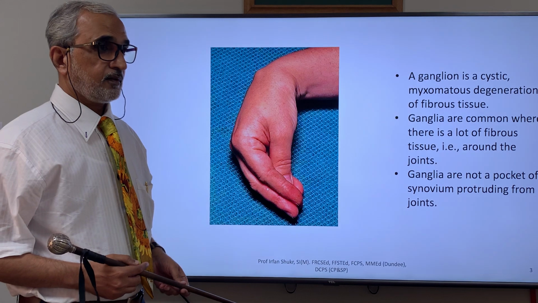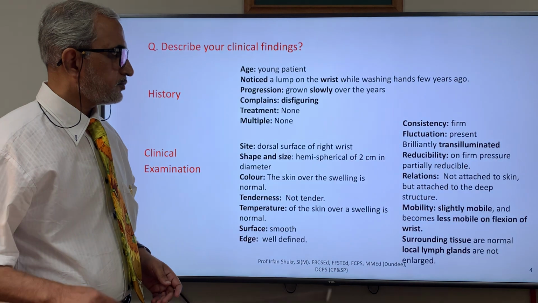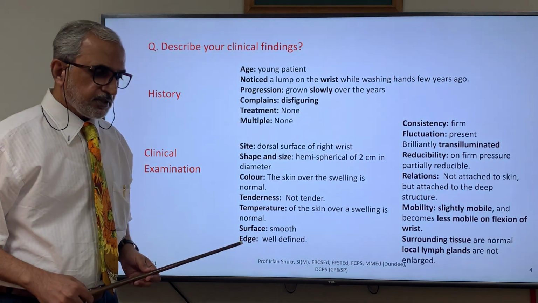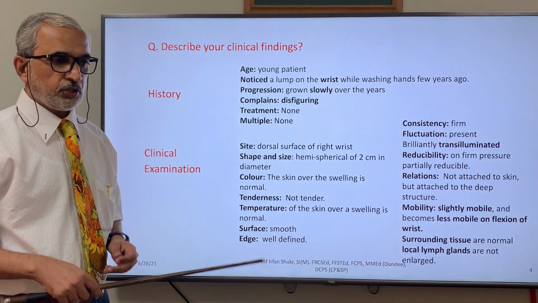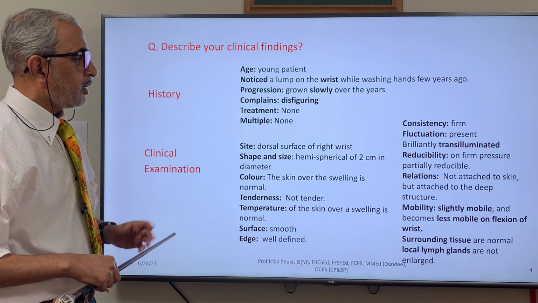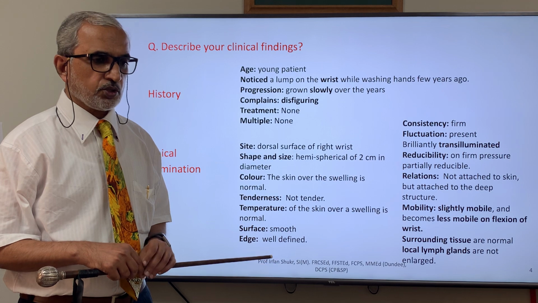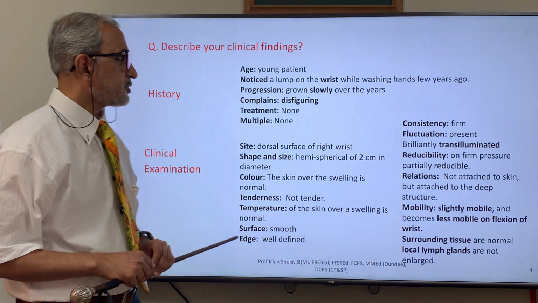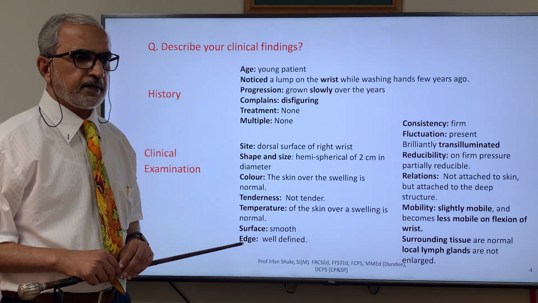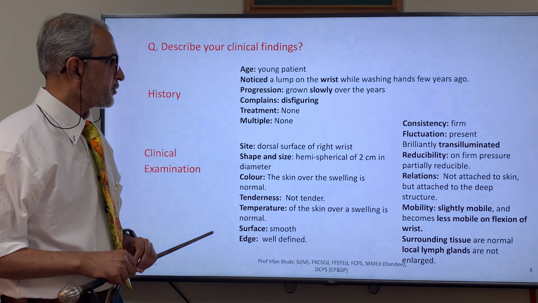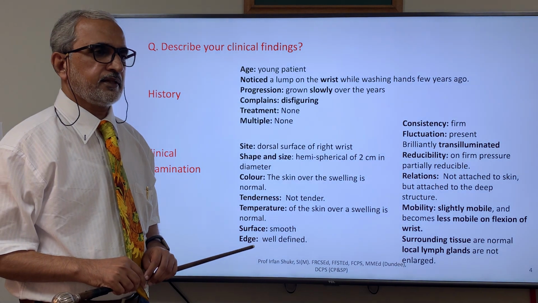Hello, Mr. Shukar. Are you ready for the questions? Yes, I am ready, ma'am. Okay. Describe your clinical findings. Well, ma'am, this is a young patient, and he noticed a lump on the dorsal surface of the wrist a few years ago, and he remembers that he first noticed this when he used to wash clothes and wash his hands. It has progressed slowly over the years. There is no specific complaint except little disfigurement. He has not received any treatment, and he doesn't have any other swelling like this in the body.